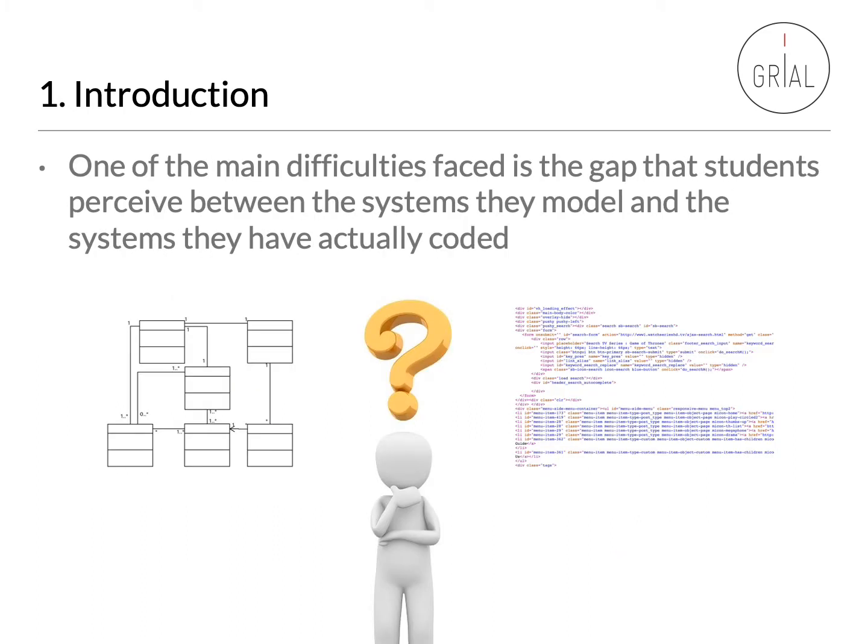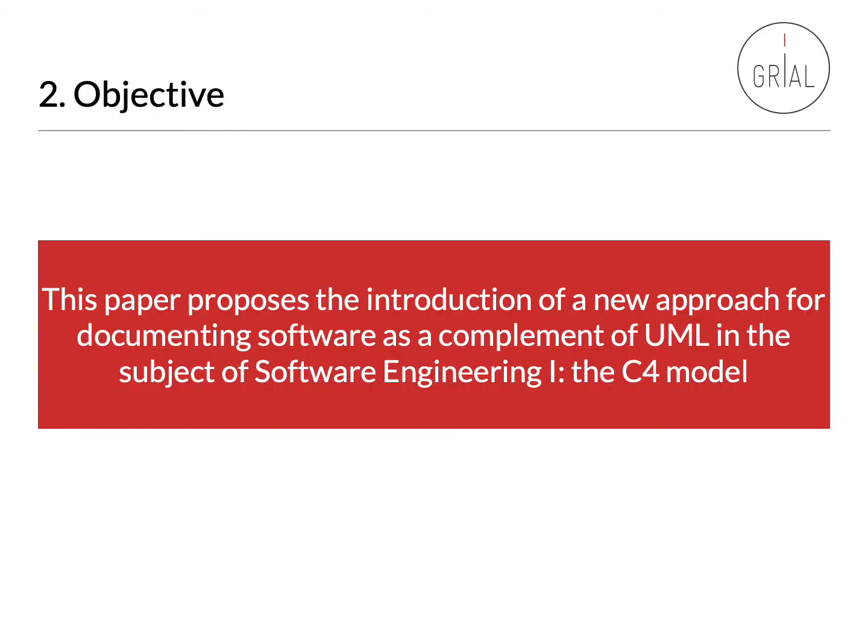One of the main difficulties faced is the gap that the students perceive between the systems they model and the systems they have actually coded. The model-code gap threatens the understanding of UML because the students need to shift their minds from concrete code towards abstract models. So, in this context, we propose the introduction of a new approach for documenting software as a complement of UML in the subject of Software Engineering 1.